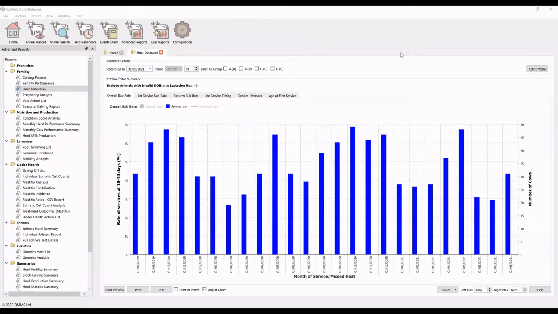First services are for cows that are beyond the voluntary wait period, within the first 21 days after the end of the voluntary wait period. By default, that is set to 42 days, but that can be changed in configuration and parameters, and we'll look at that in a second.